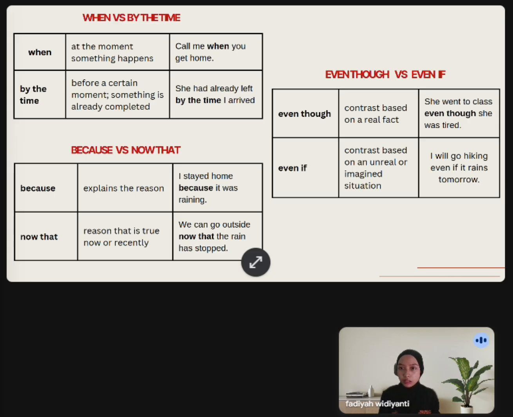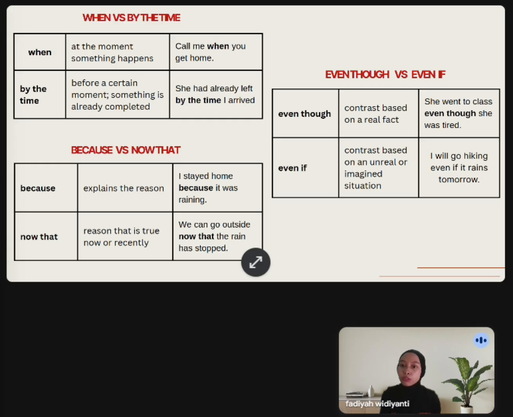And then next, now that. We use now that to refer to a reason that is true or obvious. For example, we can go outside now that the rain has stopped. And the second example, now that I have my degree, I can look for a better job.